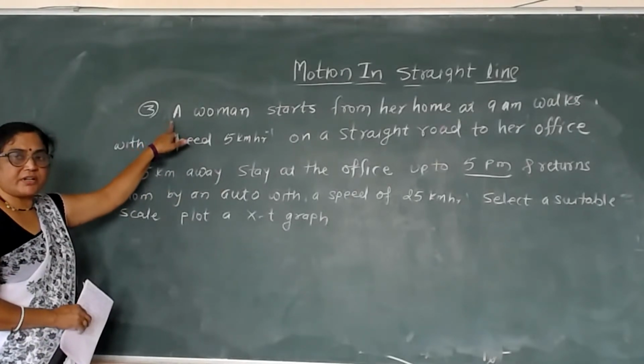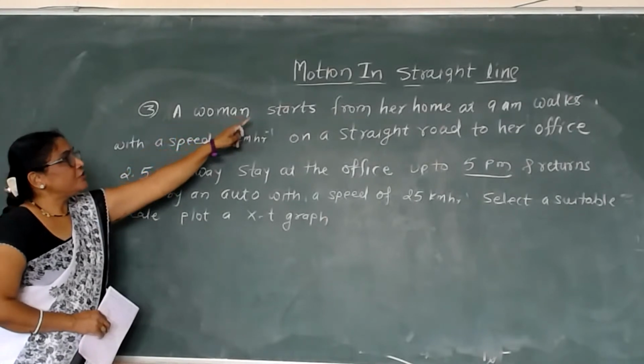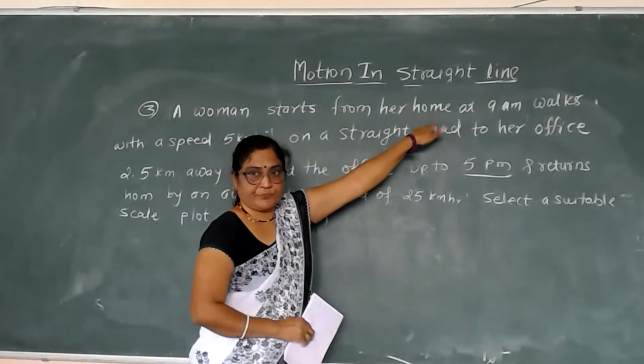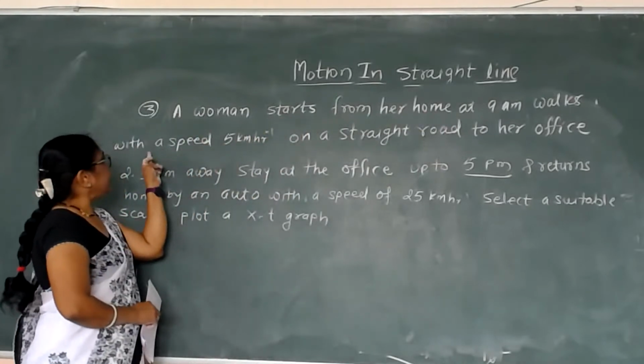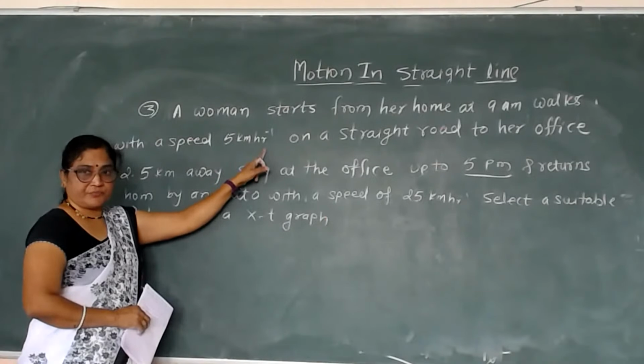So see the question. Read the question carefully. A woman starts from her room at 9 a.m. and walks with a speed of 5 km per hour.